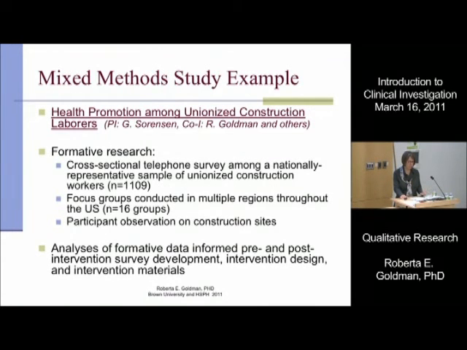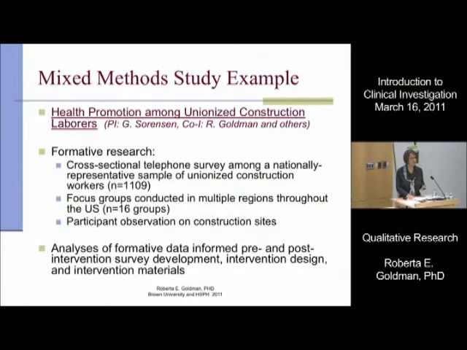So let me super quickly give you 3 examples, and you can mostly see what the different methods were there on the slide. So the health promotion among unionized construction laborers that I've talked a little bit about already, the formative research wasn't all qualitative. Sometimes it's both qualitative and quantitative. So we did a cross-sectional telephone survey with 1,100 people around the country.